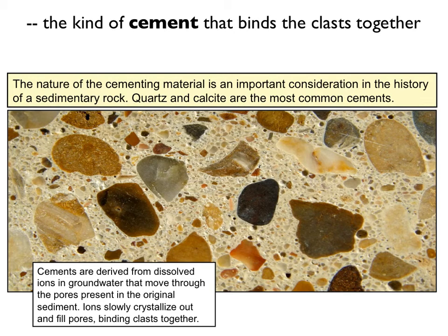Okay, and lastly, I'll just mention again that quartz and calcite are the most common cements, and these are the material that binds all the clasts together when they're being compacted and lithified to turn into clastic sedimentary rock.